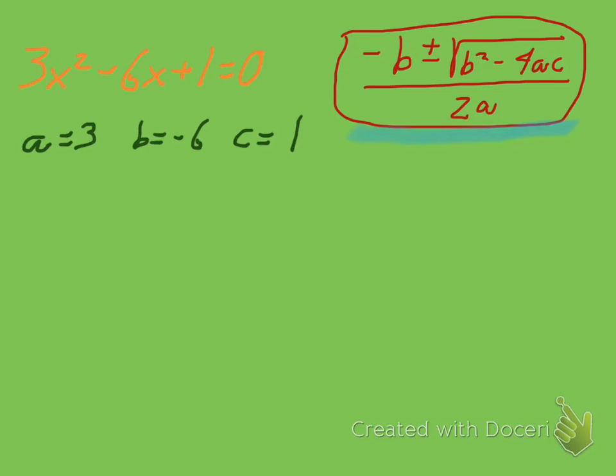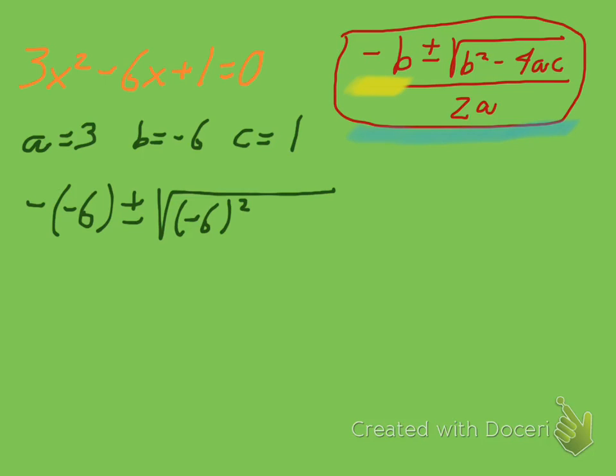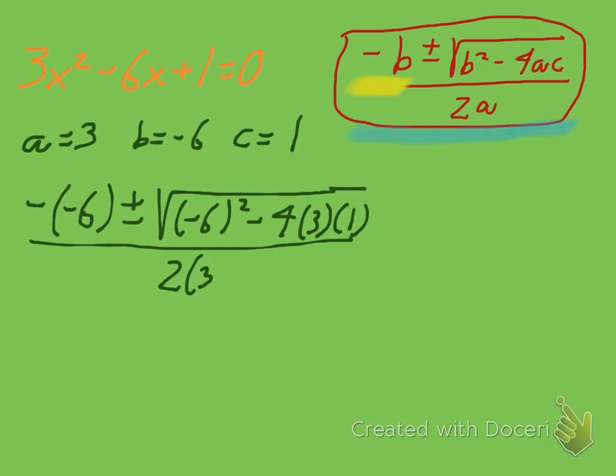So it says, according to our formula, that we need this negative b right here. So that's going to be a negative. Now b is negative 6, so it's a negative negative 6. Plus and minus the square root of b squared, that's negative 6 squared, notice I put that in parentheses, minus 4 times a, which is 3, times c, which is 1, and that's all over 2 times a, and a is 3. Alright, so I'm ready to clean it up.